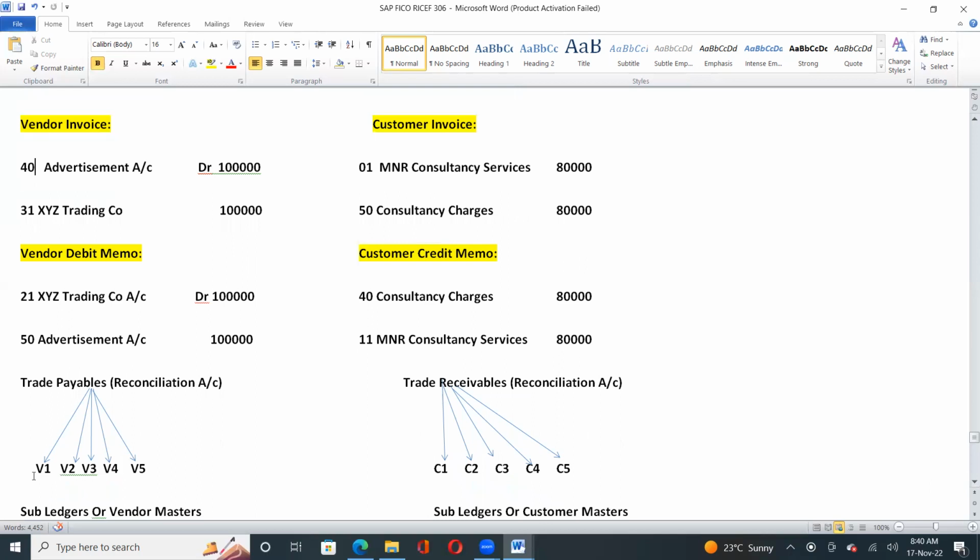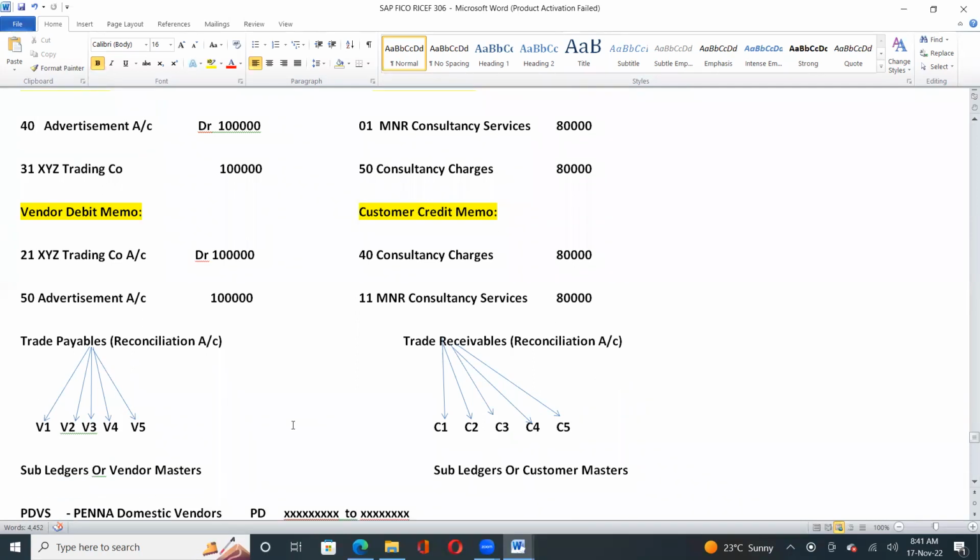That is, we are creating vendor 1, vendor 2, vendor 3, vendor 4, vendor 5. The same reconciliation accounts will be integrated with customer accounts, customer 1, 2, 3, 4, 5. This is considered a main account, and whatever master data you create is considered subledgers or master data. For trade payables, we call this the vendor master, and for the AR module, we call it the customer master.